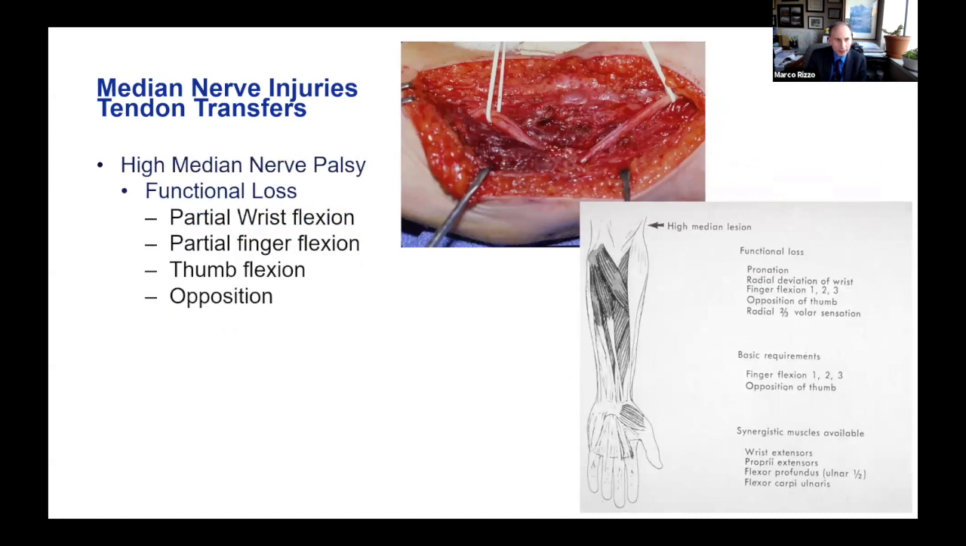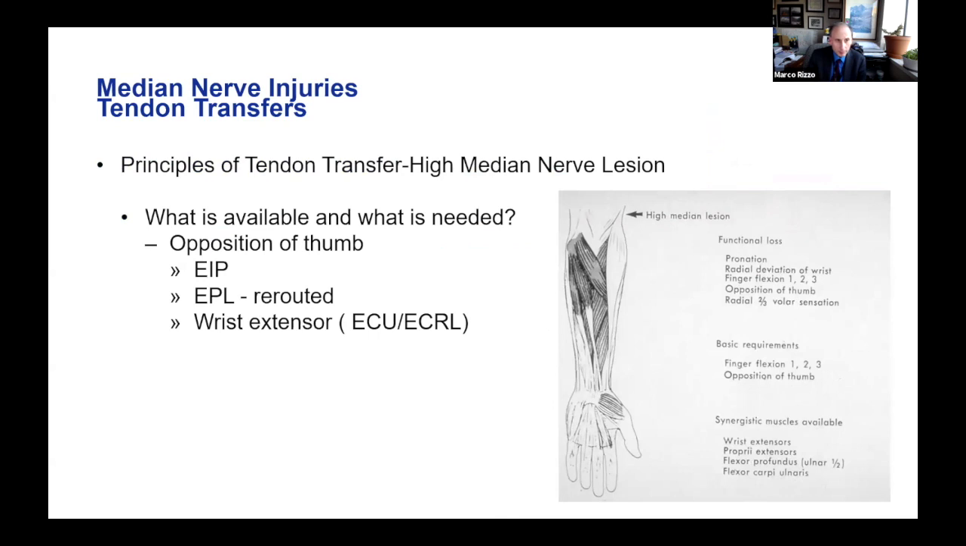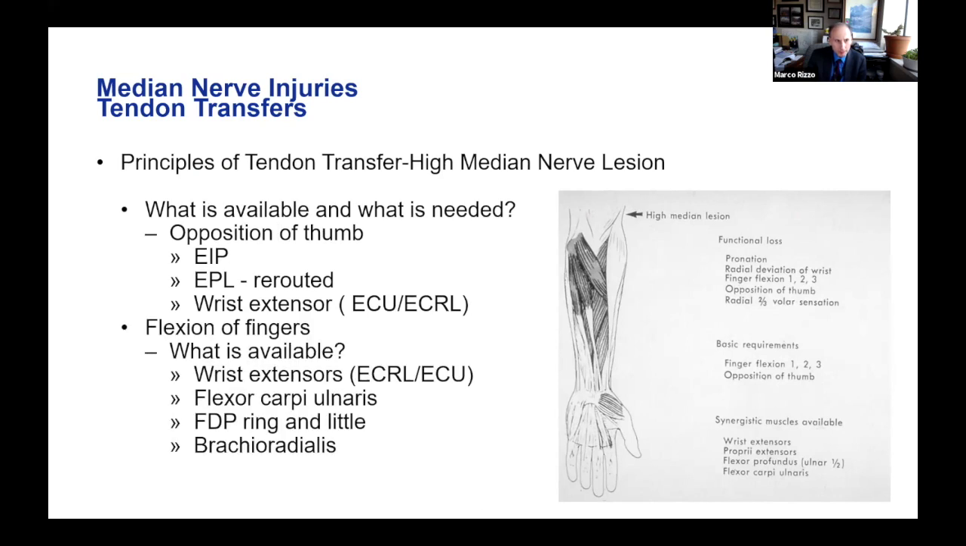So what we're lacking in high median nerve injuries is finger flexion and thumb flexion, as well as opposition. And basically, I take an inventory of what's available. The EIP, again, as I mentioned earlier, is a good choice. You can do an EPL to reroute for opposition, or a wrist extensor for opposition. What about for finger flexion? Well, you can do an ECRL or ECU transfer, an FCU transfer as well.